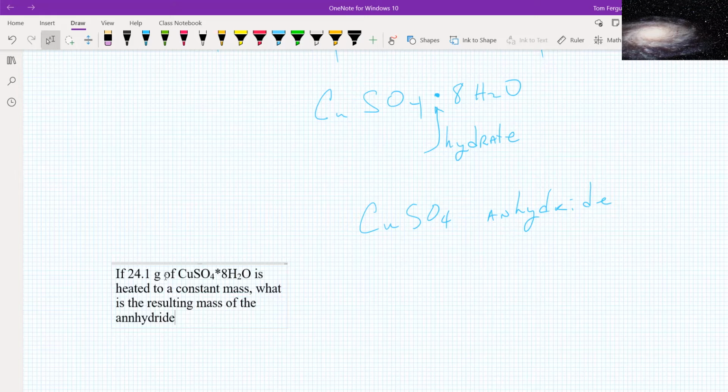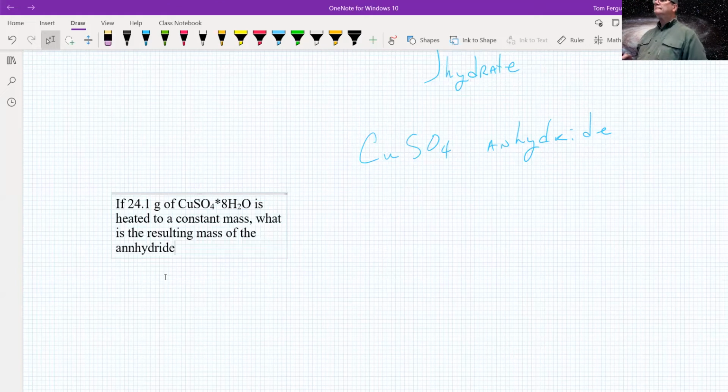What's the resulting mass of the anhydrate? How will we do that? Yeah, it's dry because why? Yeah, we drove off all the water. Okay, to do this, we need to know the percent mole ratio of copper sulfate dot 8 H2O.